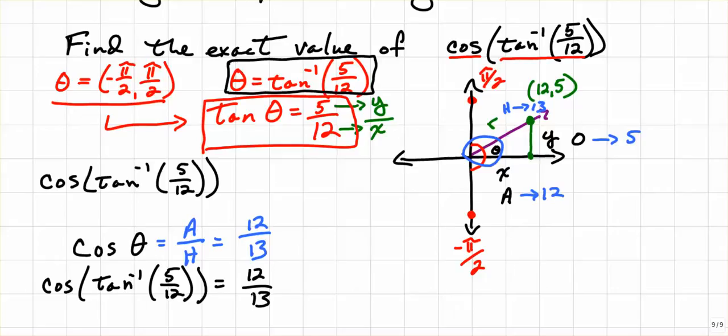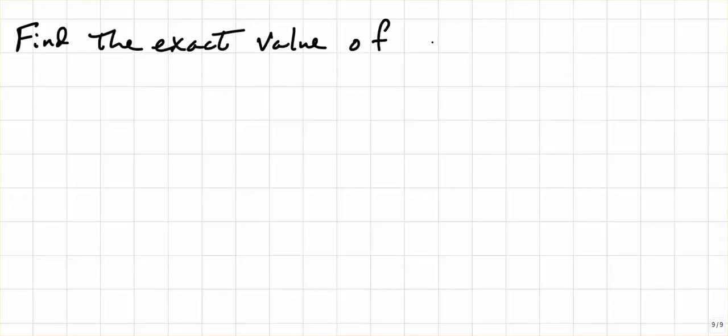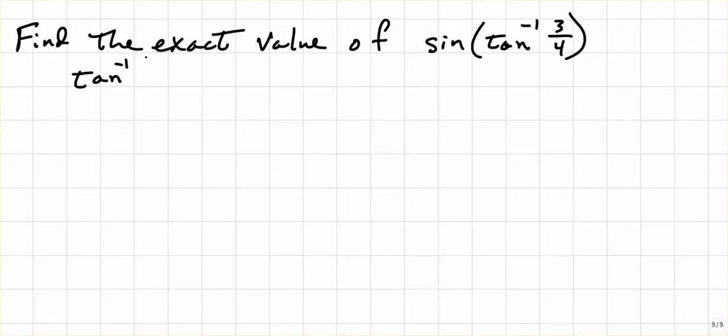So let's do another one so that we can make sure we fully understand what's going on. Let's find the exact value of the sine of the inverse tangent of 3/4. Well, once again, I know that the inverse tangent of 3/4 is going to be equal to theta. In fact, I'd rather write it this way and say that theta is equal to the inverse tangent of 3/4, and therefore I need to find the sine of theta.